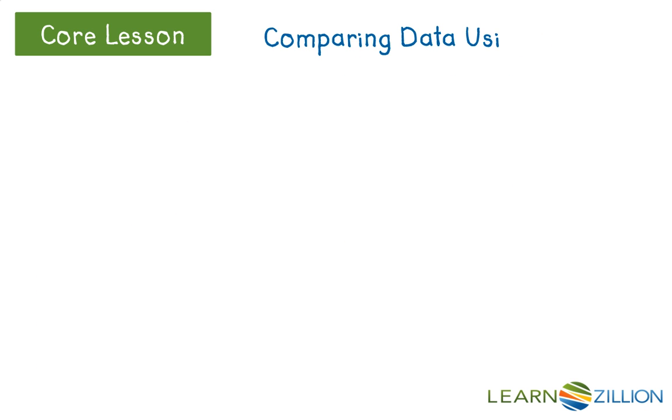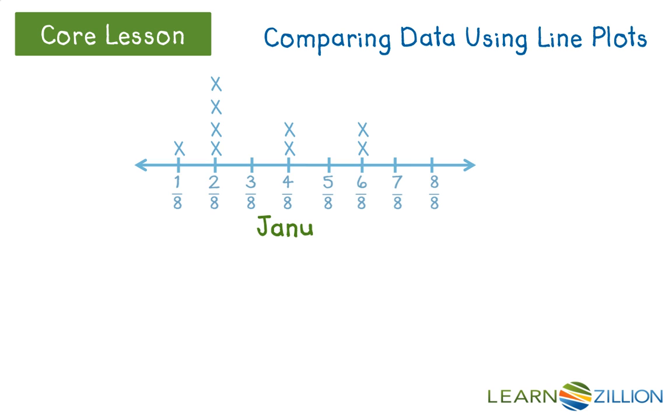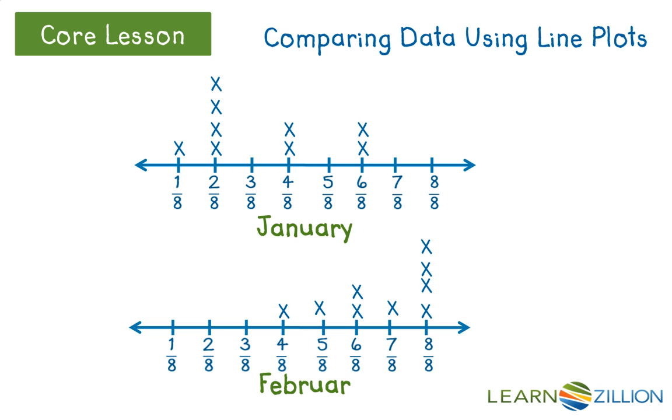When we are able to organize our data using line plots, it makes it easier for us to work with the data. In this situation, we want to know if we are more likely to have a snow day in January or February. We have last year's snowfall data organized on line plots to help us make a prediction for this school year.